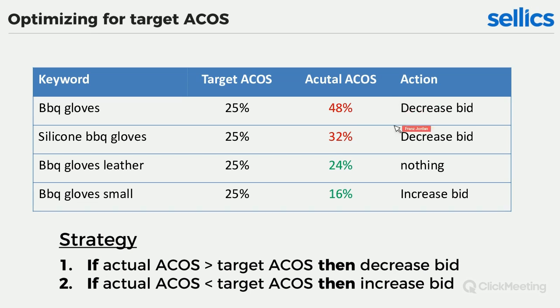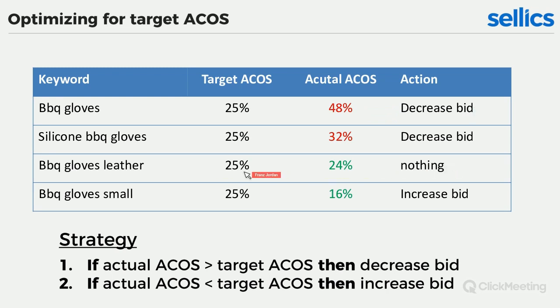And now the action in order to make sure that you actually hit your target ACOS is fairly simple. You just need to decrease your keyword bid, right? So if your actual ACOS is higher than your target ACOS, what you need to do is decrease the keyword bid.